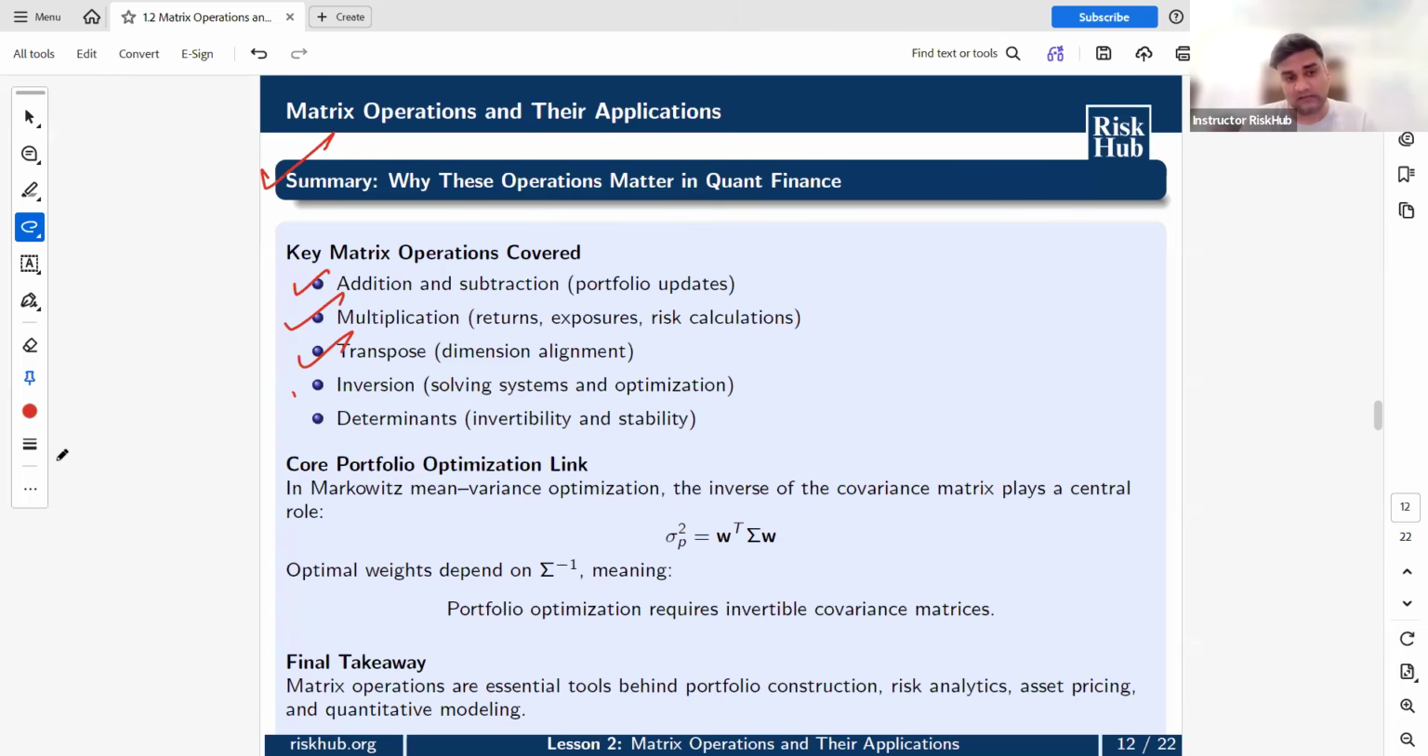Okay. Then we have inversion, right? The purpose of inversion is solving systems and optimization, right? Critical in your Markowitz optimization, your factor decomposition, your hedging system, your regression. And then we look at determinants. The purpose is invertibility and stability. If the determinant is near zero, model stability decreases and optimization becomes dangerous. That is the core portfolio optimization link.